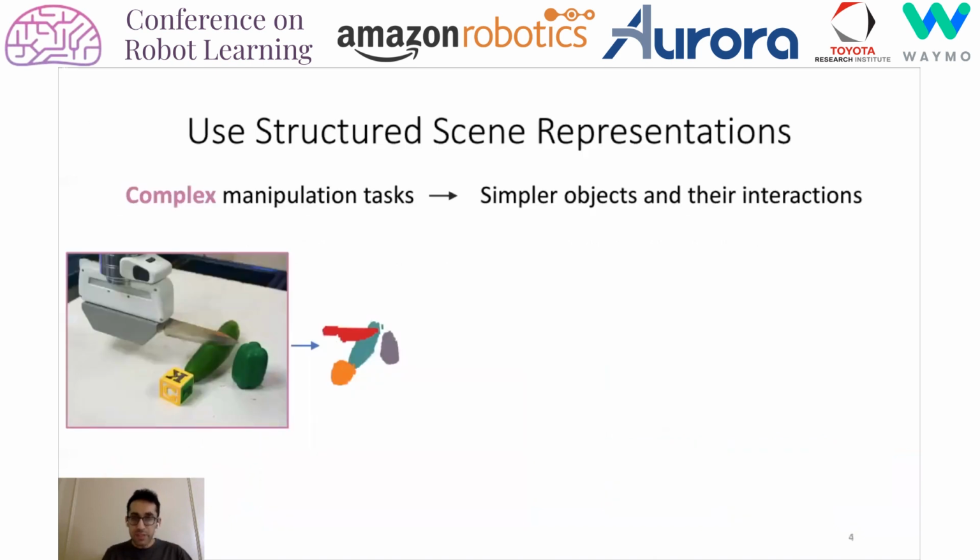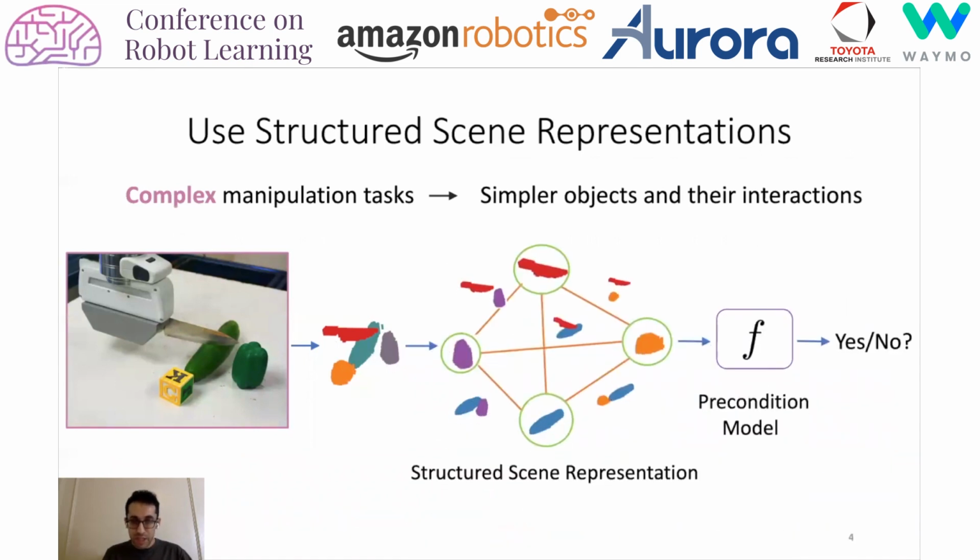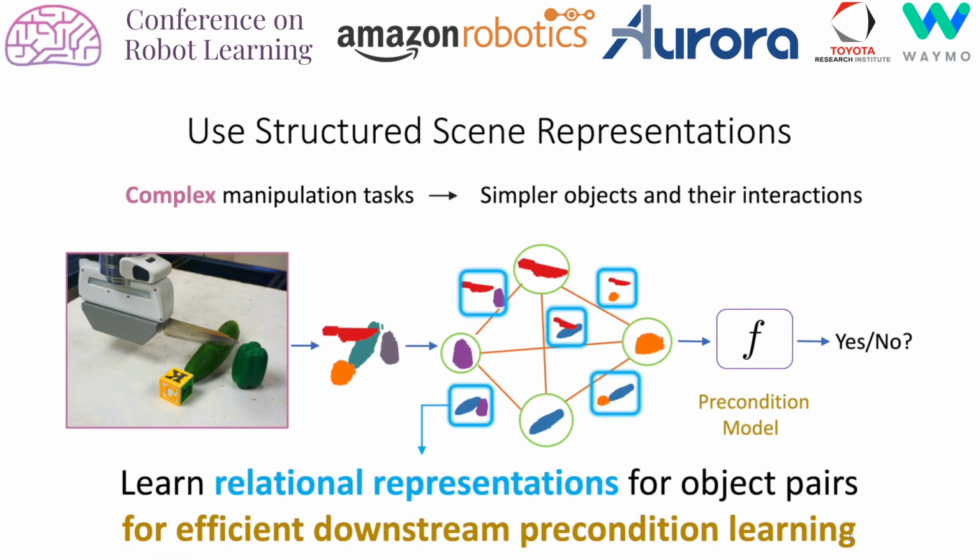In this work, we achieve this by using structured scene representations. Structured representations decompose a complex manipulation task into its constituent objects and their pairwise relations. Structured representations are important because of their low dimensionality. On the other hand, efficiently learning precondition models directly on high-dimensional perceptual input will have high sample complexity. In this work, we focus on learning relational representations between object pairs.